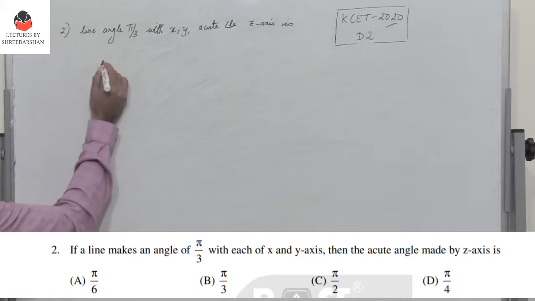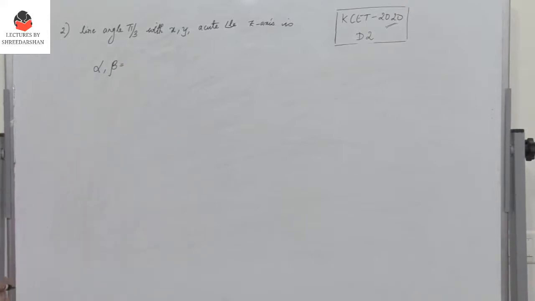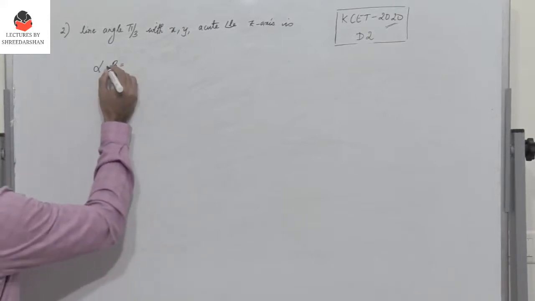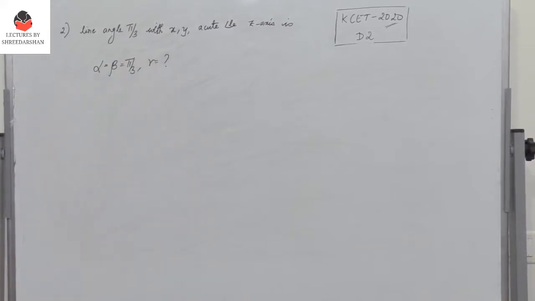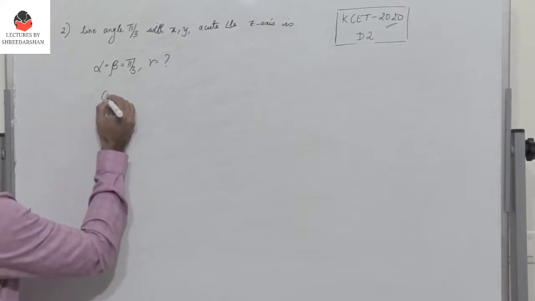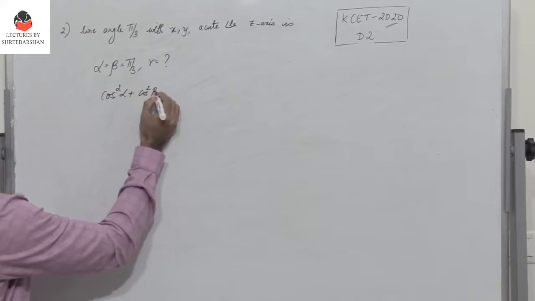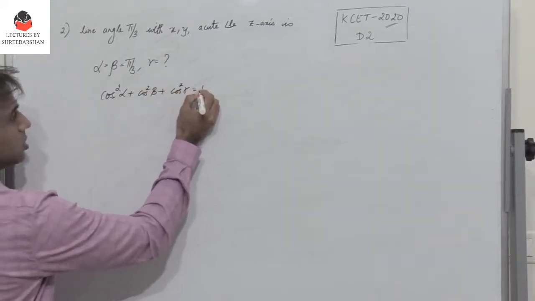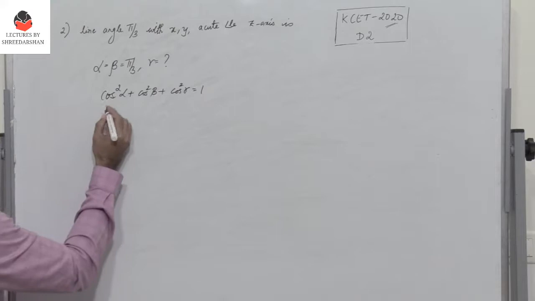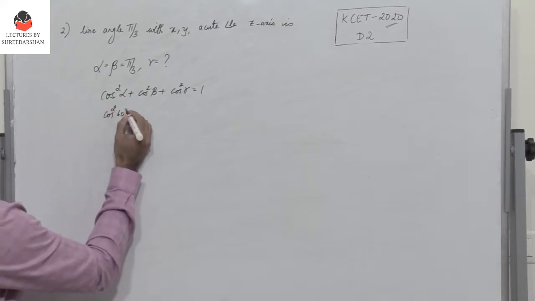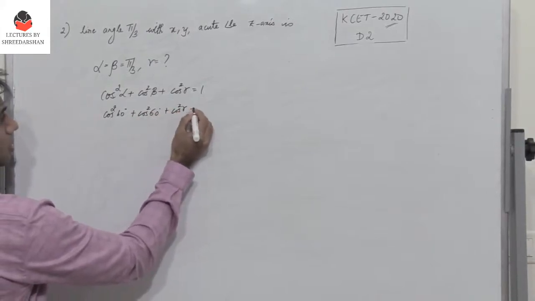So we know that let alpha and beta be the angles made by the line with respect to the x and y axis, and that is pi by 3. So alpha equal to beta equal to pi by 3, and we need to find the value of gamma. So we know that the angles are related by the expression cos square alpha plus cos square beta plus cos square gamma equals 1. And what is alpha and beta? It is equal to pi by 3. So therefore, cos square 60 degrees, pi by 3, plus cos square 60 plus cos square gamma equals 1.